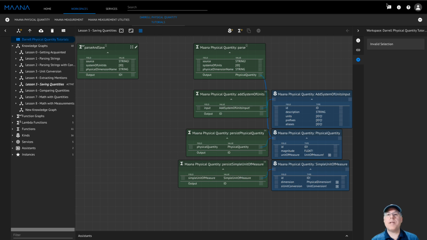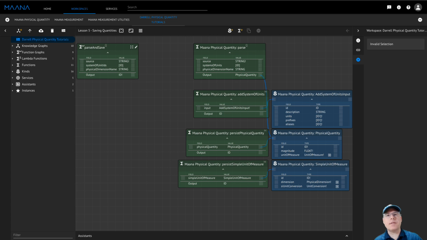As with our previous lessons, there's already a knowledge graph created for this exercise, and it's labeled Lesson 5, Saving Quantities. Inside this knowledge graph are all the kinds and functions that we're likely to encounter in today's exercise, including the function that we're creating, the parse function, which we've used several times now, the add system of units function, which is the standard CRUD operator for saving systems of units to KindDB, then two new functions, persist physical quantity and persist simple unit of measure.